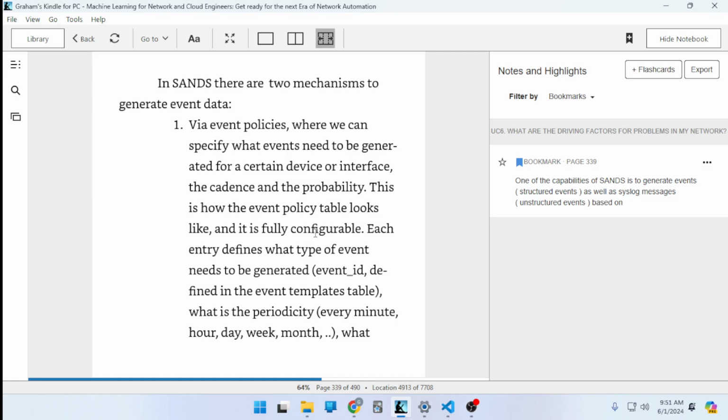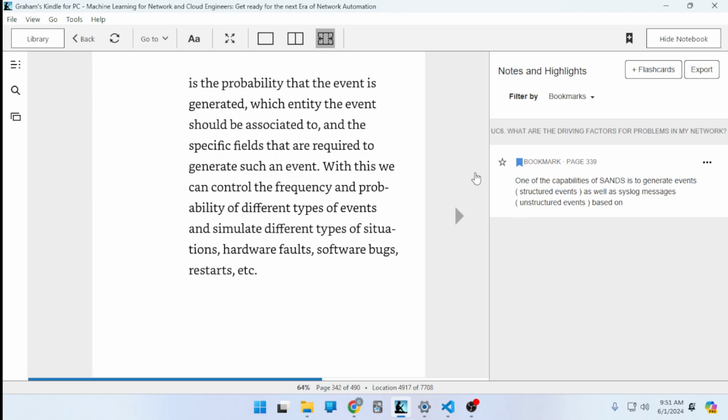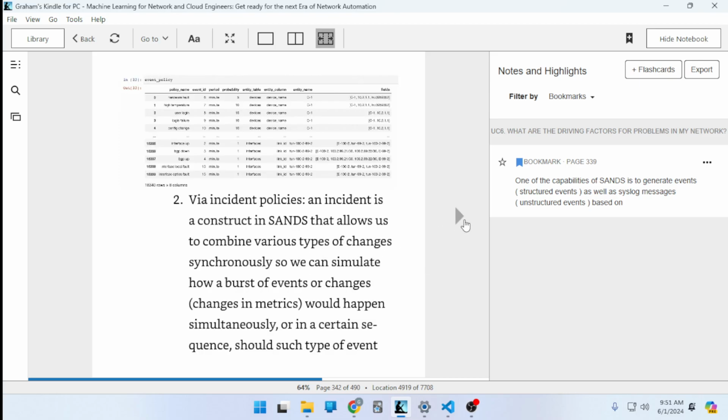What is the periodicity? Every minute, hour, day, week, month. What is the probability that the event is generated? Which entity the event should be associated to? And the specific fields that are required to generate such an event. With this, we can control the frequency and probability of different types of events and simulate different types of situations: hardware faults, software bugs, restarts, etc.